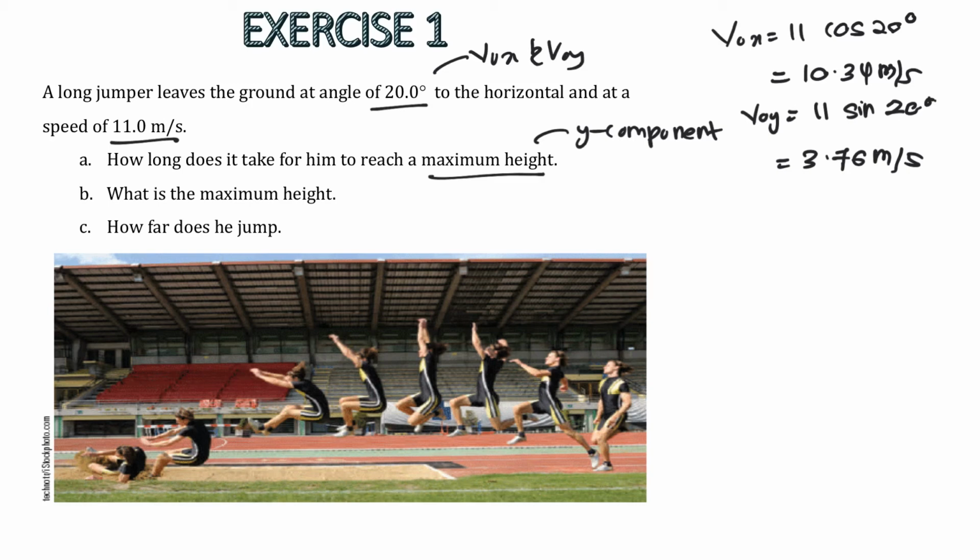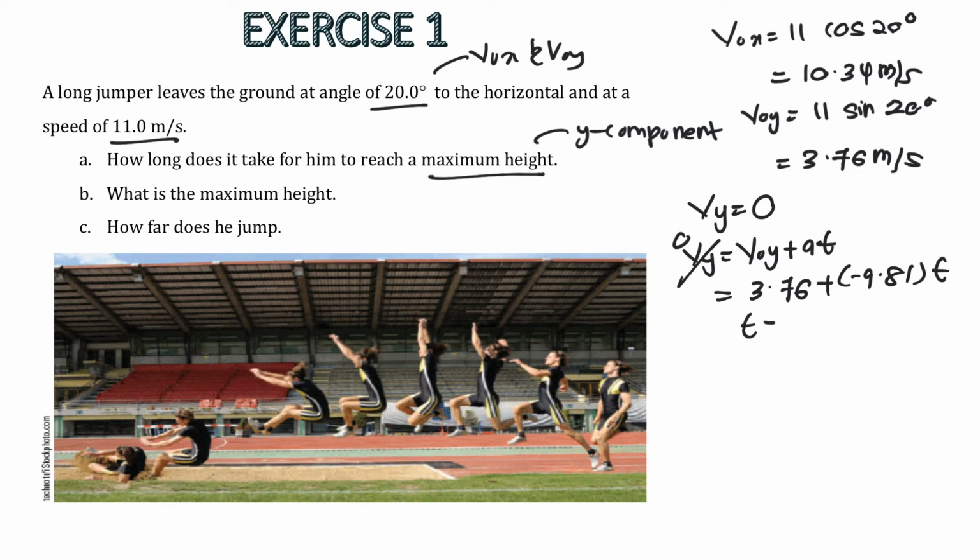Okay, so the question asks to find how long it takes for him to reach a maximum height. So the question asks to find time. I think it's best for you to use the V naught y component, because the information at the maximum point is that you have Vy equals 0. So you just use Vy equals V naught y plus at. This one is going to be 0, so 0 equals 3.76 plus negative 9.81 t. So your t is 3.76 divided by 9.81, you are going to get 0.38 second. Okay, next question, what is the maximum height?